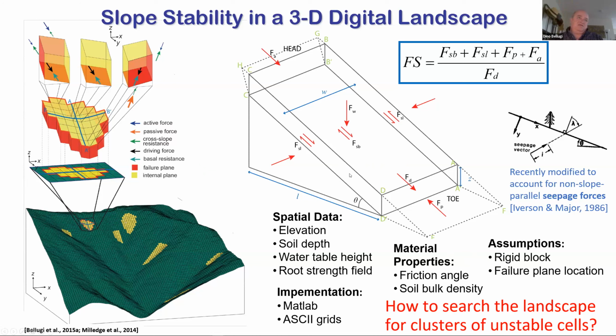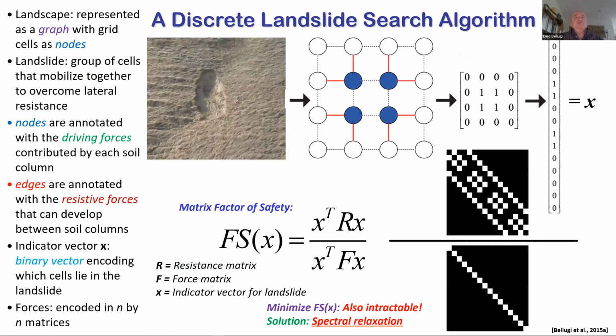The problem that we have at hand is that we don't know which of these cells will end up being a part of a landslide, will become landslides together and mobilize. So how do we search the landscape for clusters of these cells is a difficult problem because there are many combinations of cells that we have to explore to do that, making the problem intractable.